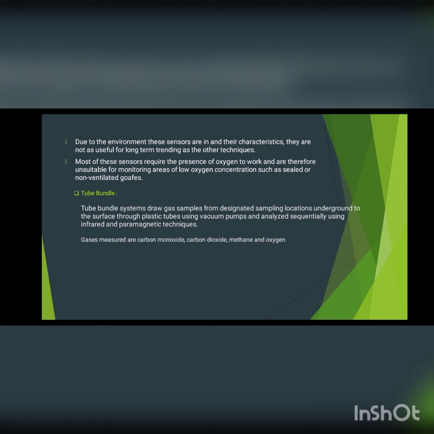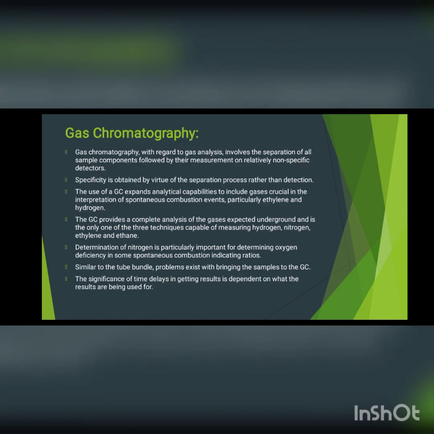Then we have tube bundles, which draw gas samples from designated sampling locations to the surface through plastic tubes, and they can be analyzed later. These tube bundles will draw the gas samples using vacuum pumps, and they can be analyzed using infrared and paramagnetic techniques. The gases measured are carbon dioxide, carbon monoxide, methane, and oxygen. Finally, we have gas chromatography, which is also a useful technique to detect the gases.